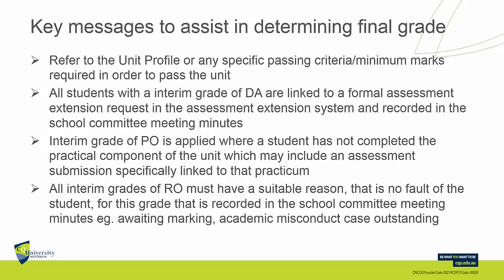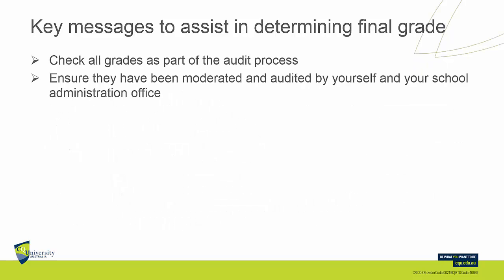Interim grades of PO are applied where a student has not completed the practical component of the unit, which may include the assessment submission specifically linked to the practicum. And all interim grades of RO must have a suitable reason, that is no fault of the student, for this grade that is recorded in the school committee meetings, for example, awaiting marking or an outstanding academic misconduct case.